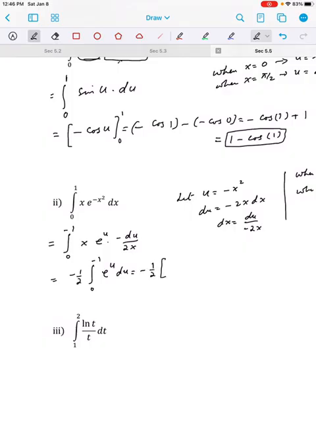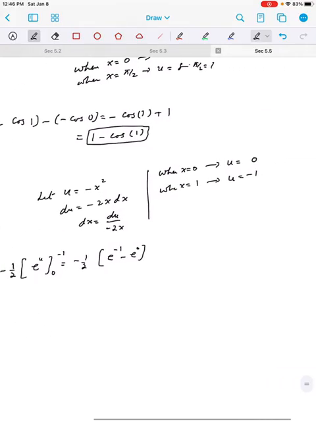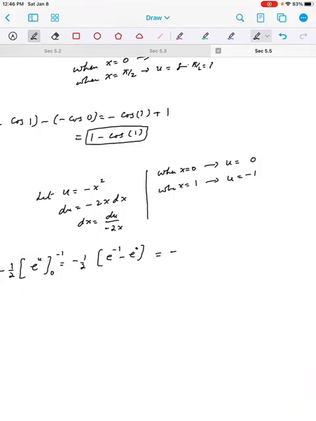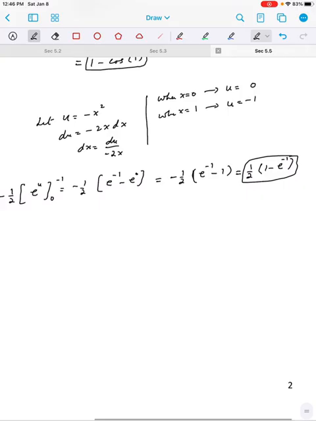And we have negative 1/2, and the antiderivative of e to the u is just e to the u, and then we have limits. So negative 1/2 times e to the minus 1 minus e to the 0. e to the minus 1 is 1 over e, or you can leave it as negative 1/2 times e to the minus 1 minus 1. Now we know that 1 is greater than e to the negative 1, so we can actually distribute this negative sign, and that can be your answer. Again, leave the answer in the exact form.